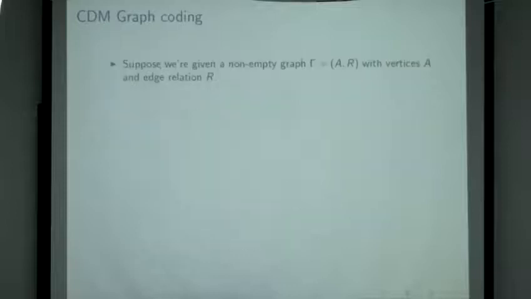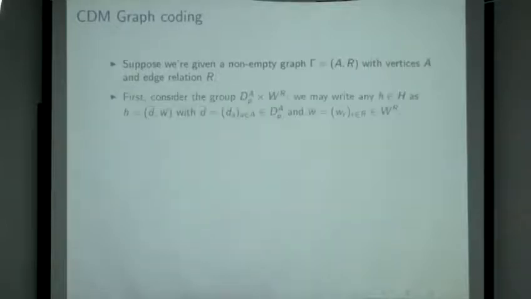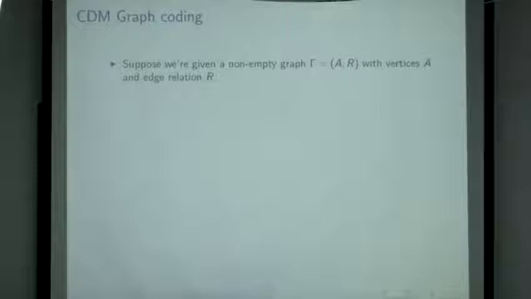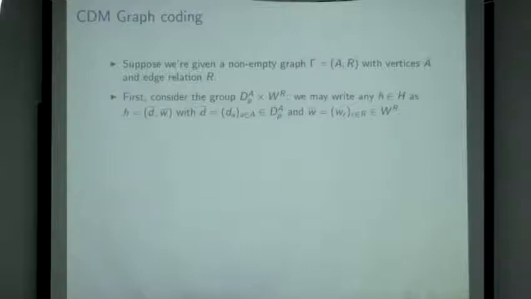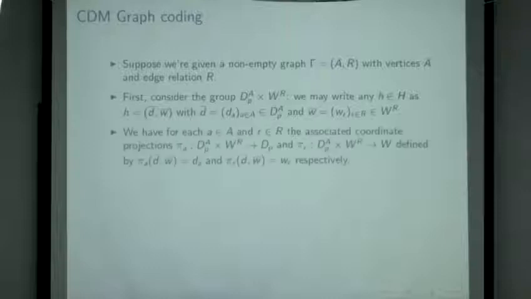OK. So now we want to build the graph. So first, start with a graph on vertices A and with edge relation R, and form the product, where you take a copy of Dp for every vertex and a copy of W for every edge R. Then, of course, you can take any element of this group, which should be called H, as d bar times W bar, where this is a vector in Dp to the A, and W bar is a vector in W to the R. And we have the associated projections. So I'm just setting up notation here. So pi of A is the projection onto the coordinate A, and pi r is the projection onto the coordinate r.